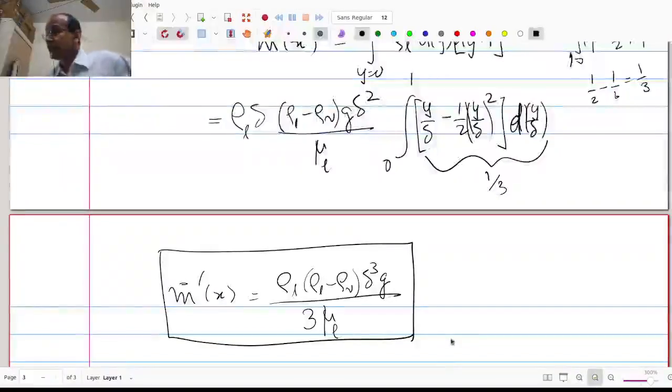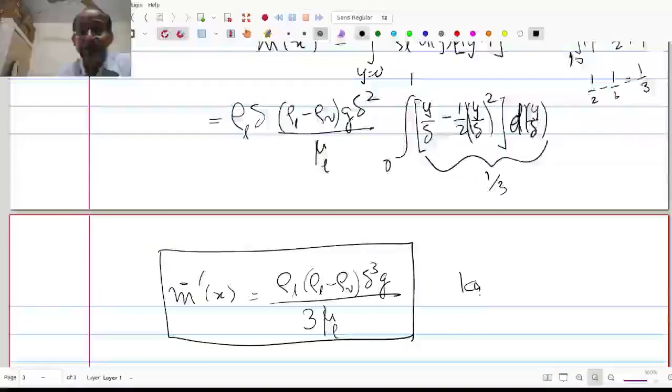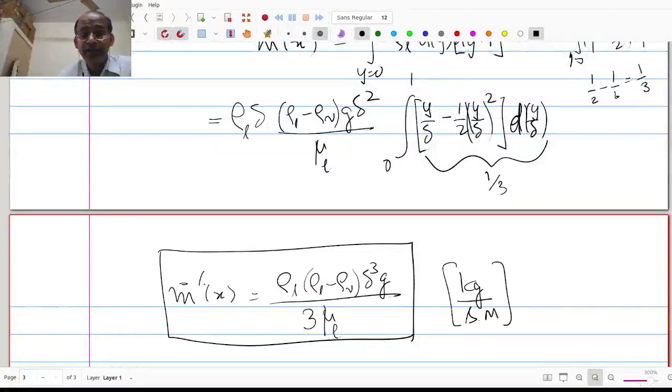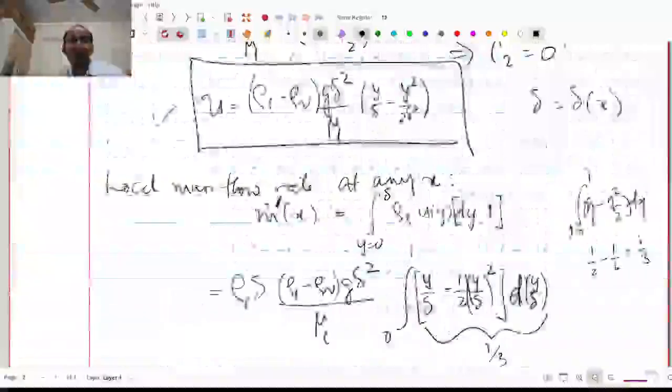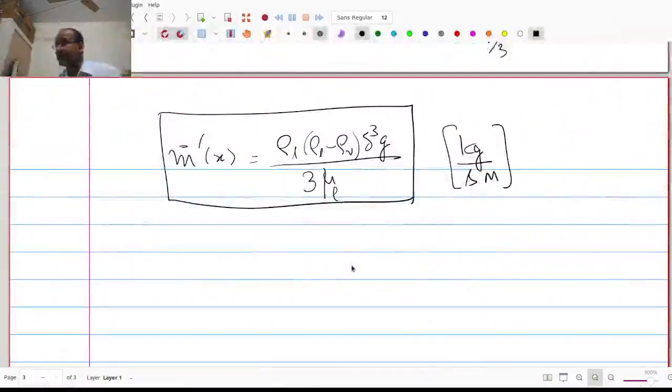So this is m dot at any x, in kg per second per meter, because this is kg per second per unit width. So this is the mass flow rate per unit width of the plate that I get at any x value, where this delta is a function of x. So this delta is yet to be evaluated. Once I evaluate the delta, I'll be able to get all of these things correctly. So that is the next thing.